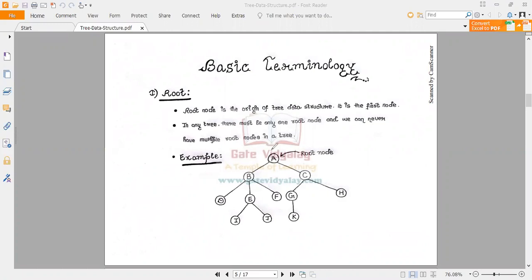All right, so we are considering A here as the root node because it is the origin of the tree, and we can have only one root node. The rest will be the parent nodes or the child nodes, but the root is the basic origin of a tree. So A here will be considered the root node.